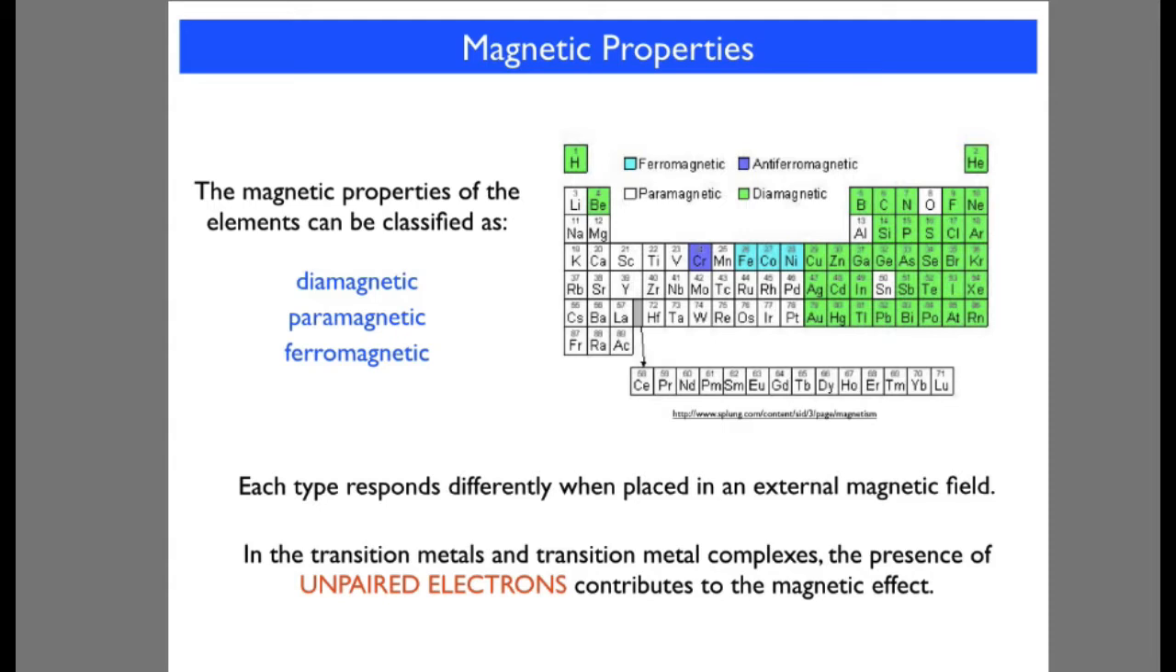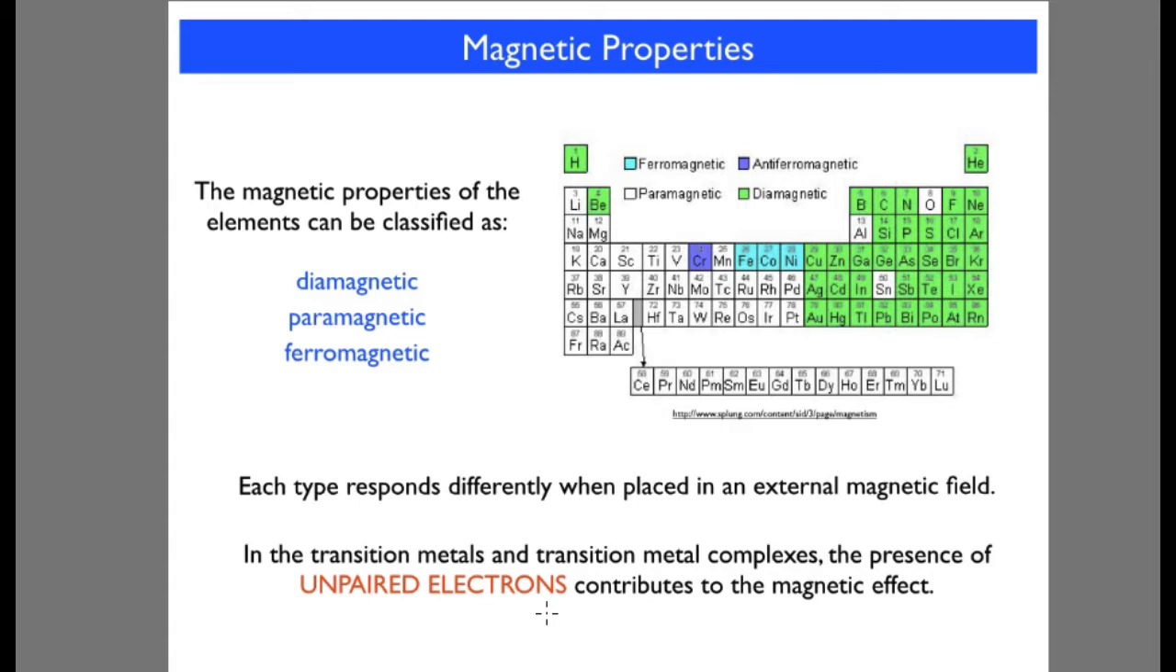The magnetic properties of the elements can be classified as diamagnetic, paramagnetic, and ferromagnetic. You can see this little table there showing you which is which. Please don't concern yourself too much with this chromium saying anti-ferromagnetic. We're going to treat that as paramagnetic. We don't need to get into that business in IB. Each type responds differently when placed in an external magnetic field.